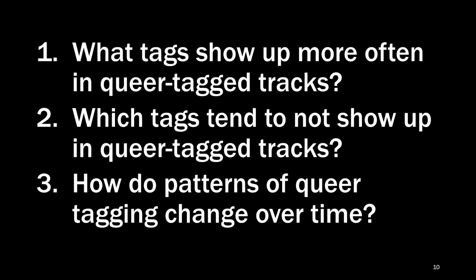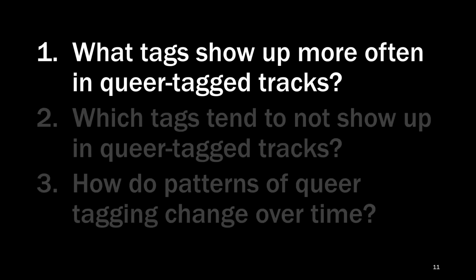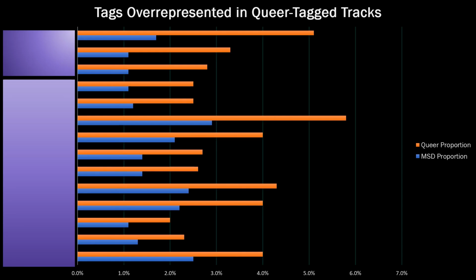And how do patterns of queer tagging change over time? Here we're going to start with the first question. What tags show up more often in queer tagged tracks? This is pretty simple to test for.